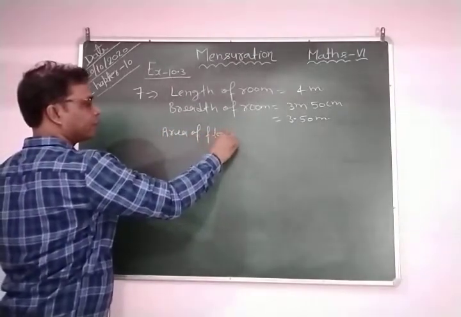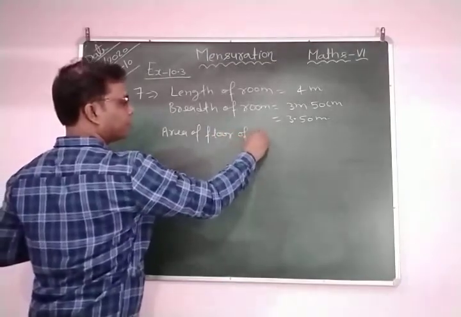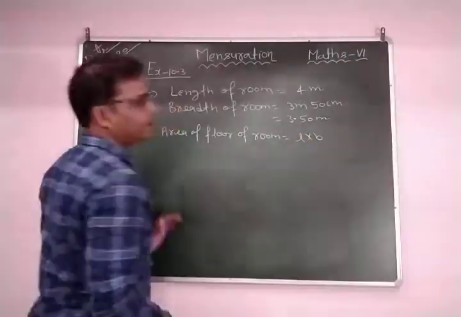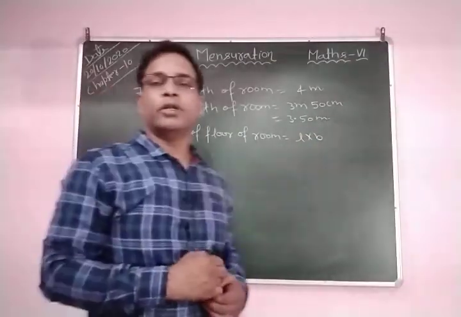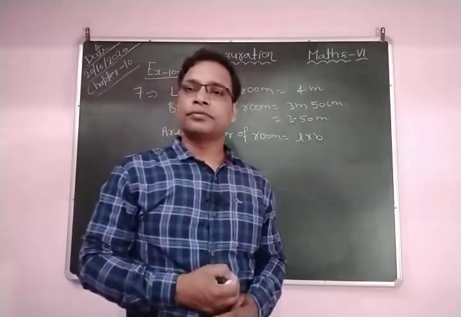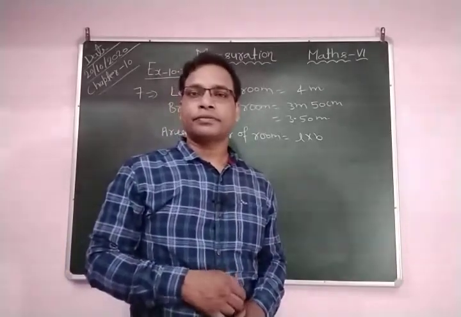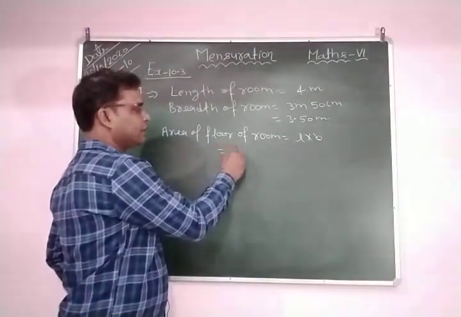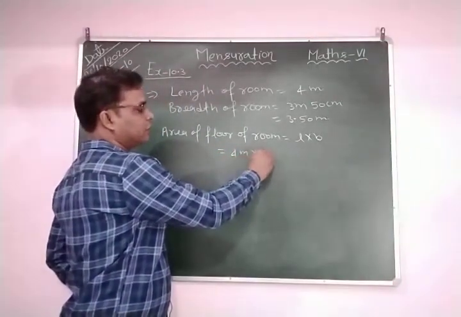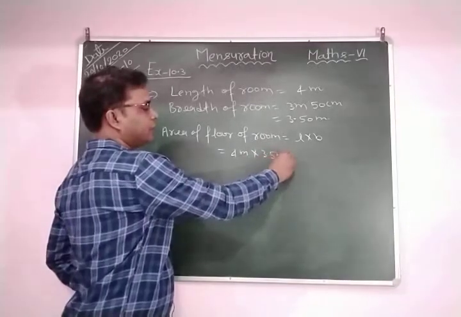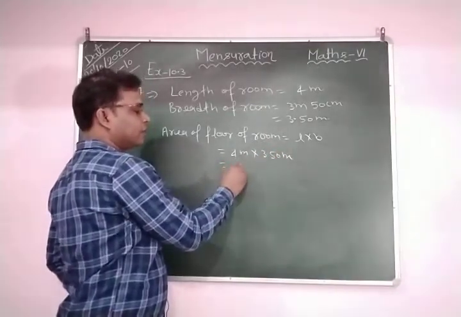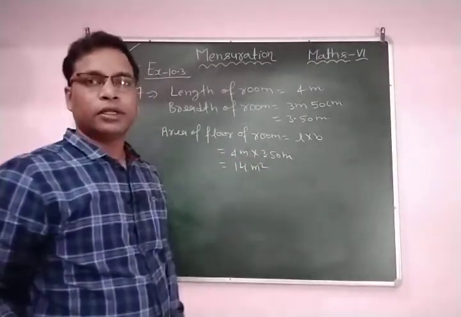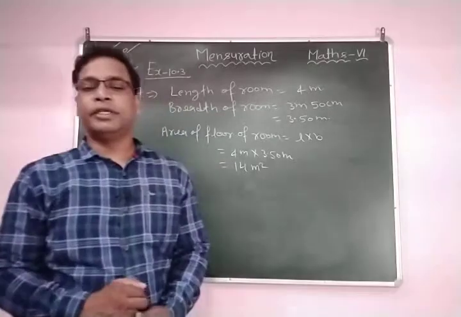Okay. So area of floor of a room is equal to length into breadth. Length is given here 4 meter, breadth is given here 3.50 meter. If you multiply them, you obtain here 14 meter square.